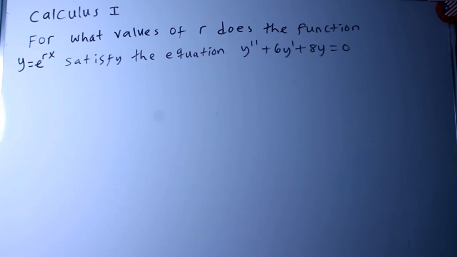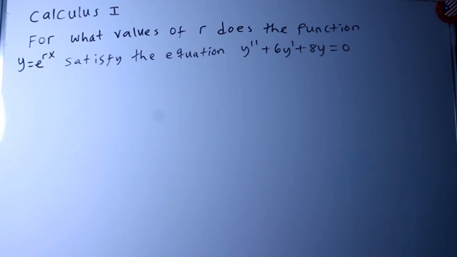Today we are going to be solving a very important problem from Calculus 1. And the question says, for what values of r does the function y equals e raised to the power of rx satisfy the equation y prime prime plus 6y prime plus 8y equal to 0.